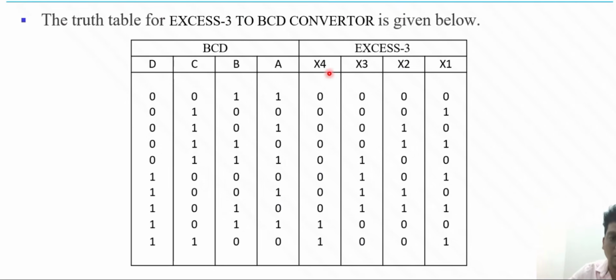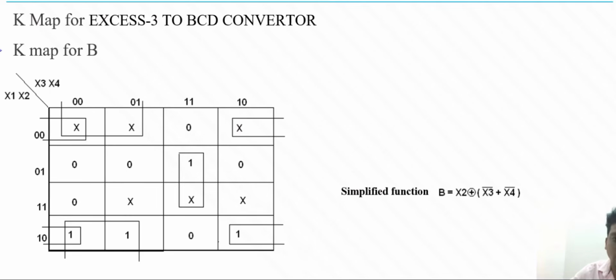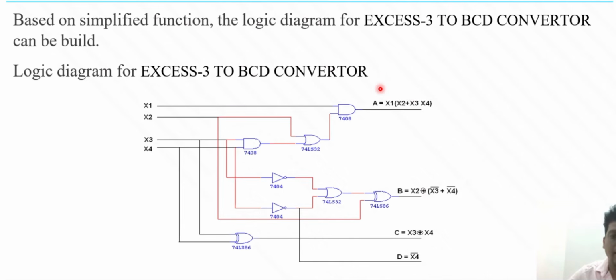Then similarly, Excess-3 to BCD. It is the reverse process: the output comes on the input side and the input comes on the output side, with B0, B1, B2, B3 as the outputs. For that we should draw the truth table. X1, X2, X3, X4 or E1, E2, E3, E4 are the inputs here. After finding the simplified expressions with the help of K-map, we should plot the logic diagram with X1, X2, X3, X4 as the inputs and the outputs, which we can represent by A, B, C and D. This is the binary coded decimal conversion.